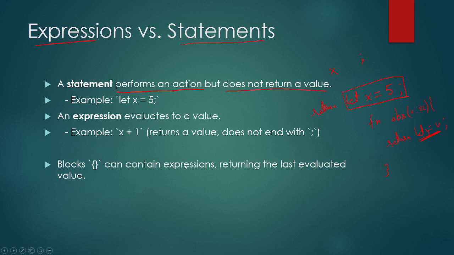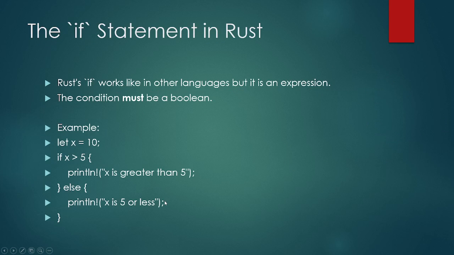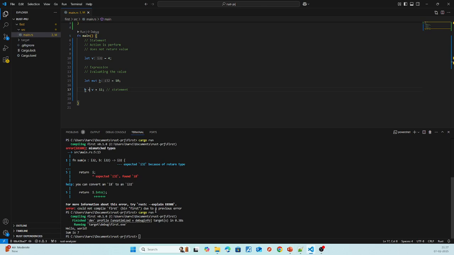Okay, let's move to the next topic, and that is a block. A block can contain expressions and returns the last evaluated value. This also works similarly to a function, but the difference is that a function should start with the fn keyword, while a block can't; it should start with curly braces. So let's move on to a block. Now I'm giving you an example of a block.